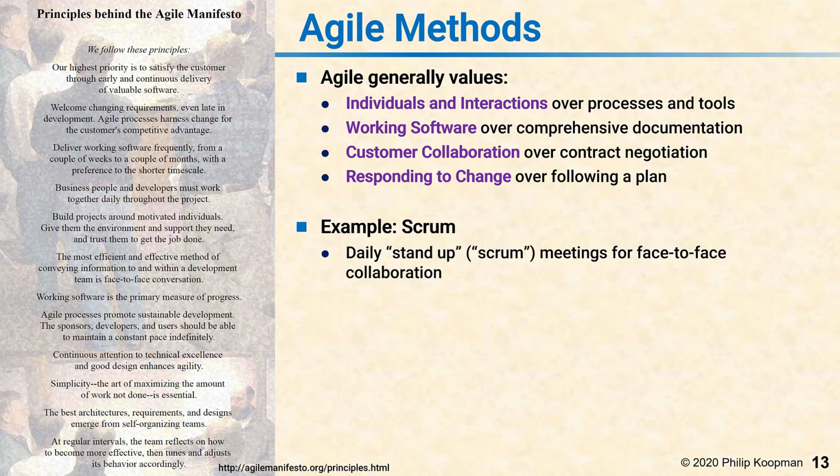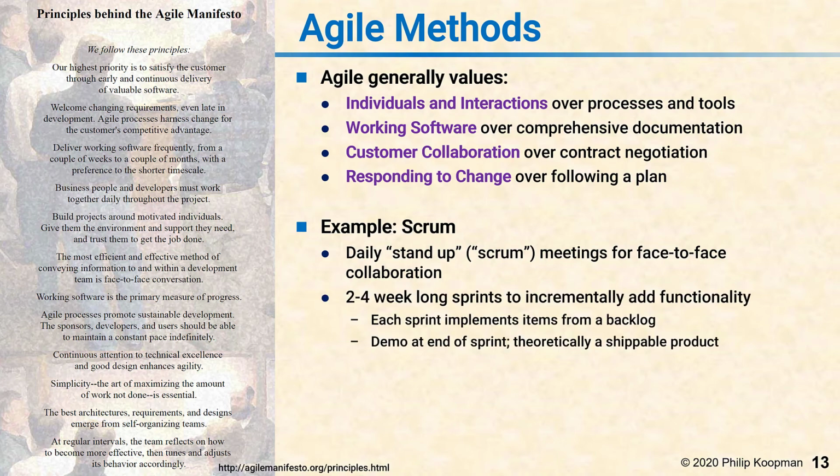An example Agile method approach is Scrum. In the Scrum process, there are daily stand-ups where people actually stand up to keep the meeting short, otherwise known as scrums. And that's a daily way for people to have face-to-face collaboration and communication to make sure things keep moving. Work is organized in generally 2 to 4 week long sprints, to incrementally add functionality.